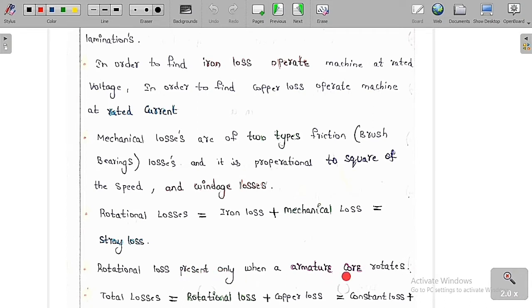Rotational losses are present only when the armature core rotates. Whenever the armature core rotates, only then are the rotational losses present. If it is not rotating, there are definitely no rotational losses. If it does not rotate, the armature losses are 0.